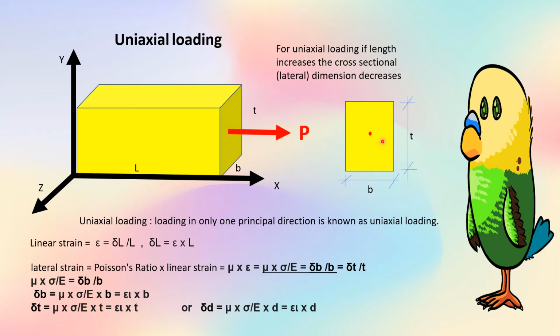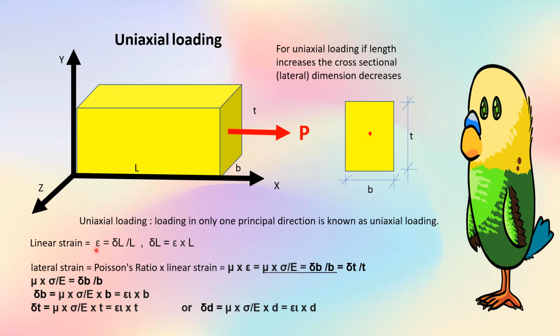So if I show the cross section, then this is the dot. This force P is perpendicular to the dimension B and to the dimension T. You can very easily see that this force is perpendicular to the width and to the thickness T, and it is parallel to the length L. So here delta L upon L, change in length upon original length, will be the linear strain, because this is the strain developed in the direction parallel to the applied force.